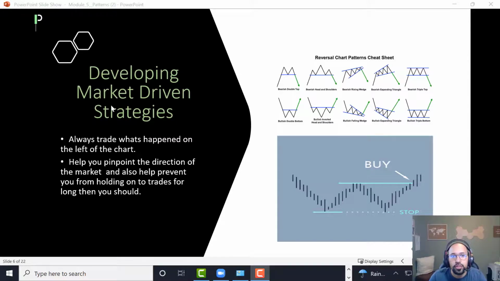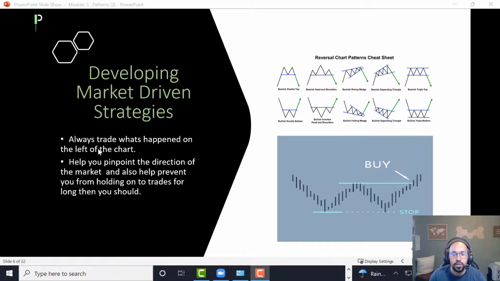Now, developing market-driven strategies basically means always trade what's happened on the left of the chart. Never try to trade what you think is going to happen or what you want to happen. Look left of the actual chart and understand what's taking place. Do you see resistance? Do you see support? And that will give you a better understanding of what's going to take place next.